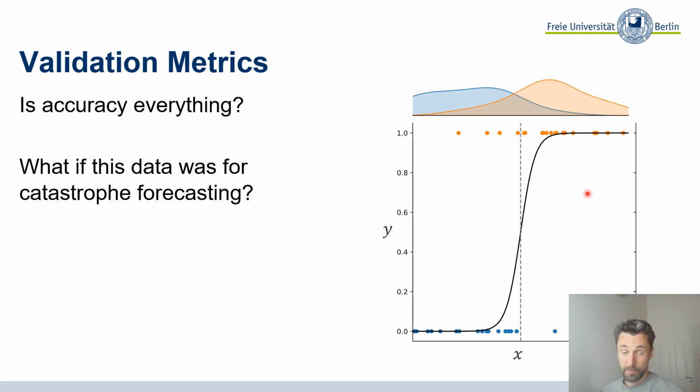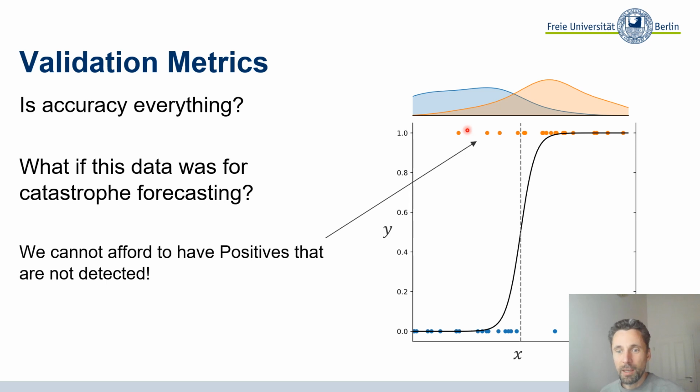So accuracy is nice, and you will see that many times, but sometimes some predictions are more important than others, and your metric should reflect that. So for example, if you have a model that predicts catastrophes, so if, I don't know, earthquakes are going to happen in the next hour. So we cannot afford to miss this prediction, right? So to have earthquakes that we do not predict. Yeah?